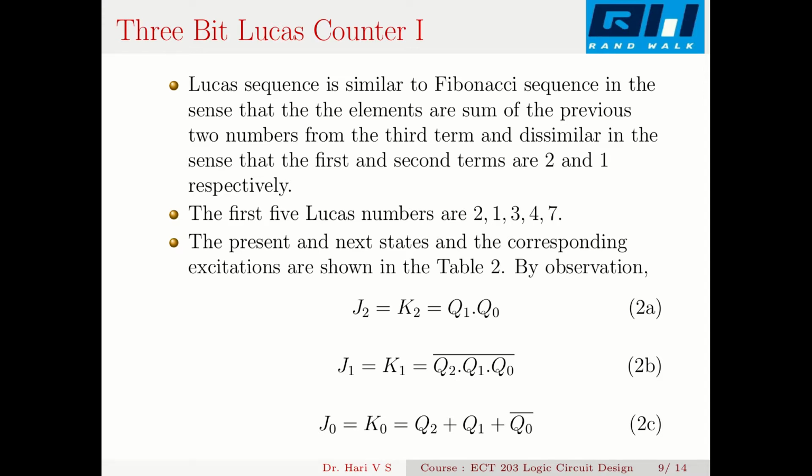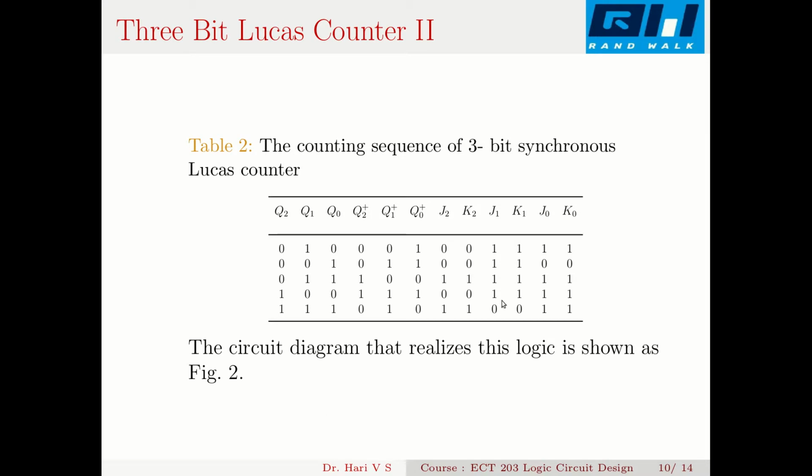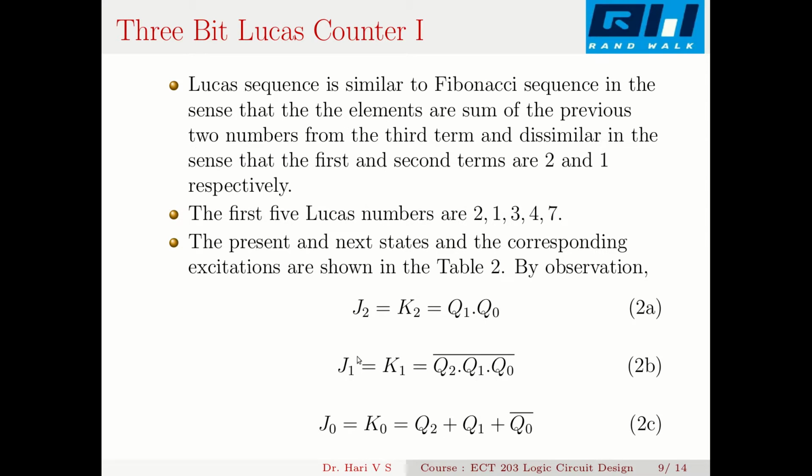Now let us look at J1 and K1. Here, J1 and K1 is 1 everywhere except the last case, where it is 0. So if you take the min term and take the complement of that, you will get the logic for J1. What is this? It is Q2 and Q1 and Q0, so the complement of that is all complement. So J1 equal to K1 equal to Q2 and Q1 and Q0 all complement, a 3 input NAND.